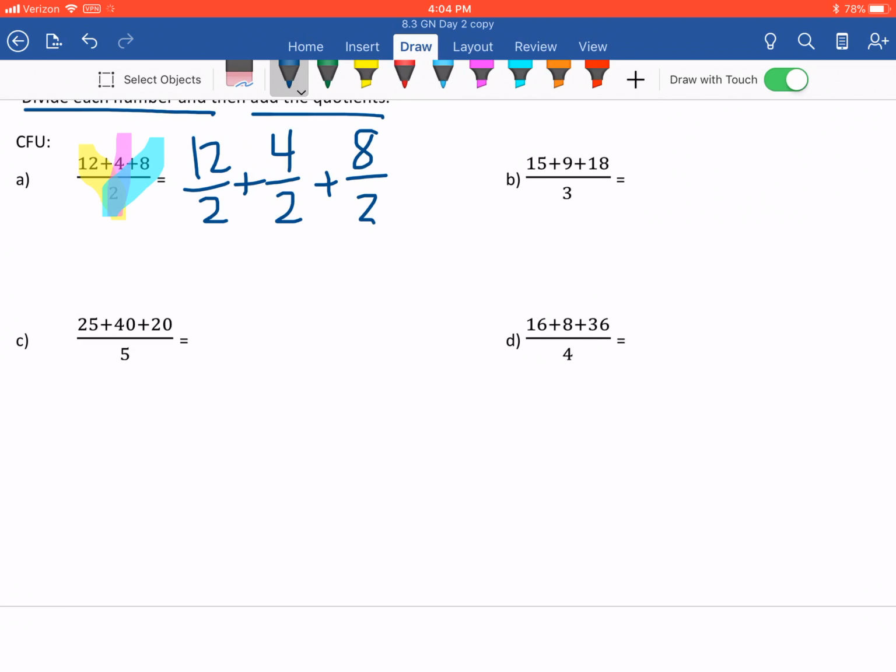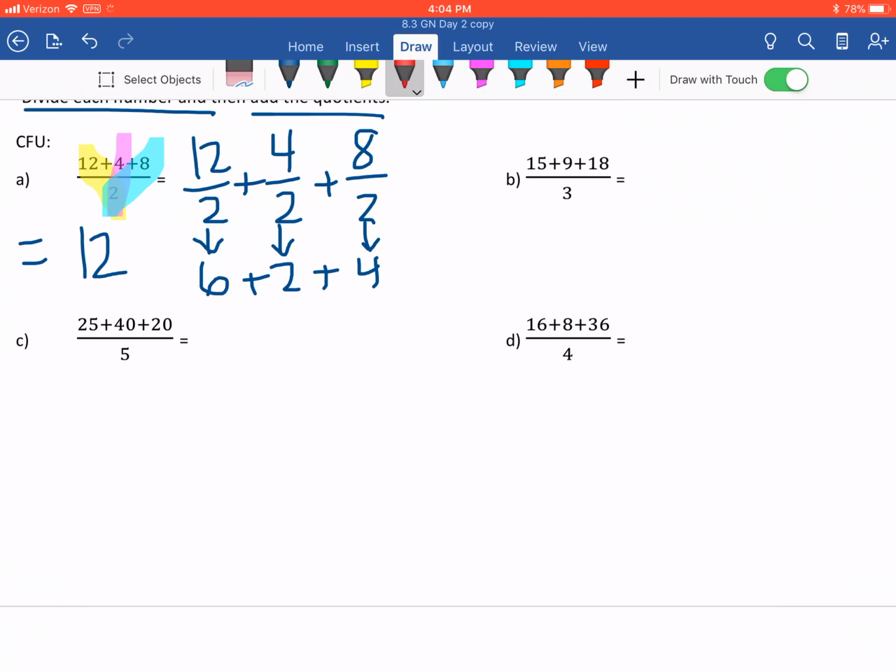I recommend doing it this way because whenever we start with algebraic stuff, it will always work if you do them separately. Now we're just going to divide it. 12 divided by 2 gives me 6. Spoiler alert, 4 divided by 2 gives me 2. 8 divided by 2 gives me 4. Add these all up. 6 plus 2 plus 4 gives me 12.